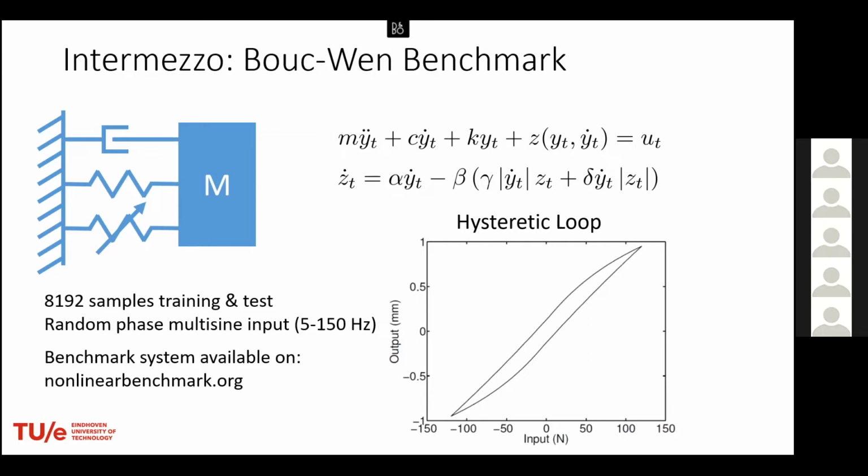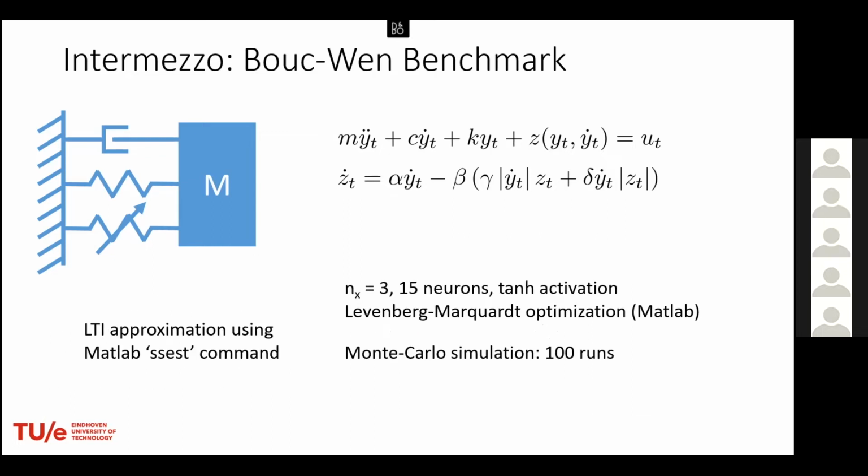Now, if we do that and we run our method on it, what do we do? We use an LTI approximation that is estimated in MATLAB, just using the standard settings, using the ssest command, and we fix the model order to equal 3, because theoretically we know that it should be 3, namely 2 states for the mass-spring-damper part and 1 extra state for the dynamic, hysteretic nonlinearity.